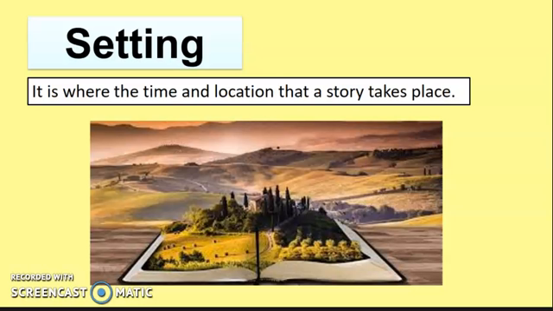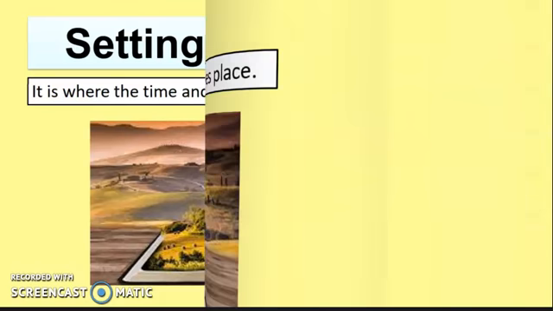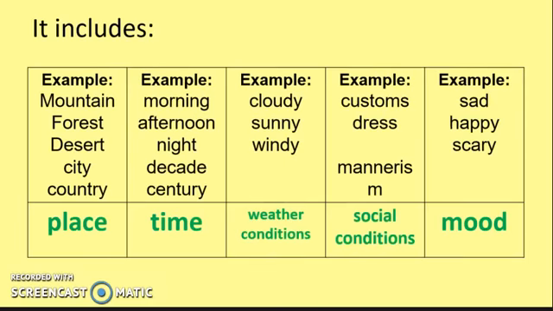Next to that is the setting. Setting is where the time and the location take place. For some stories, the setting is very important, while for others, it is not. There are several aspects of a story setting to consider when examining how setting contributes to a story. The major elements in setting include the following.